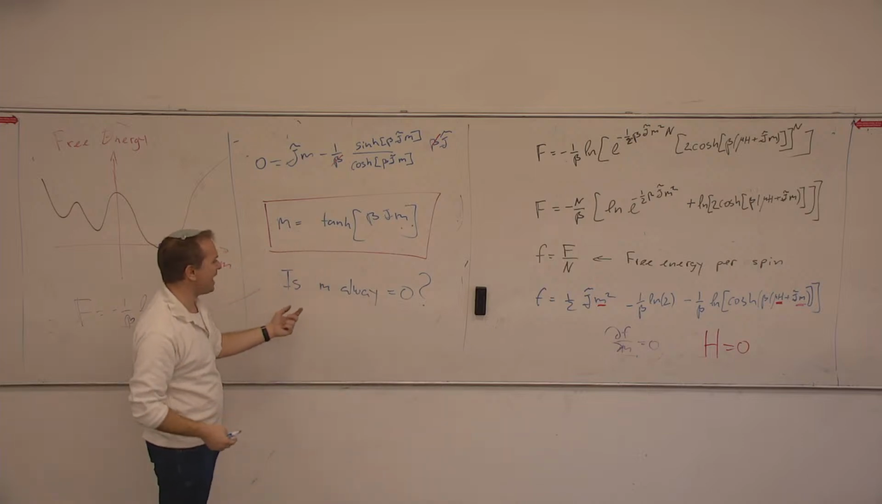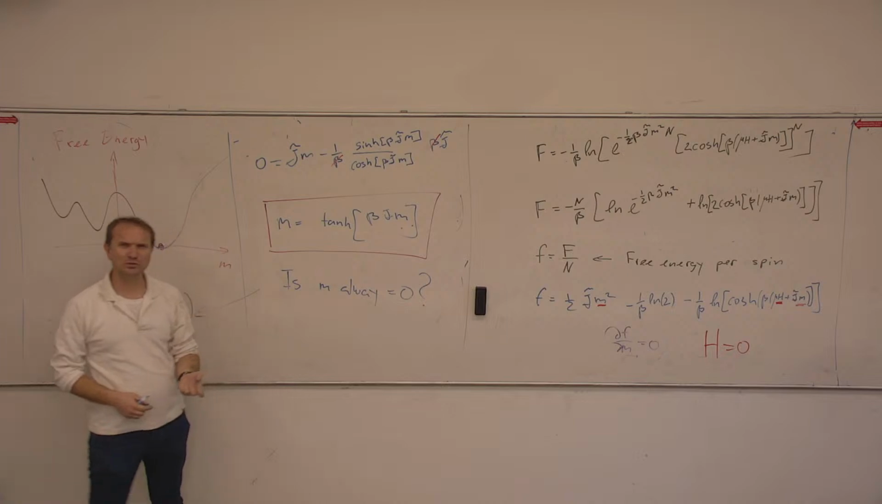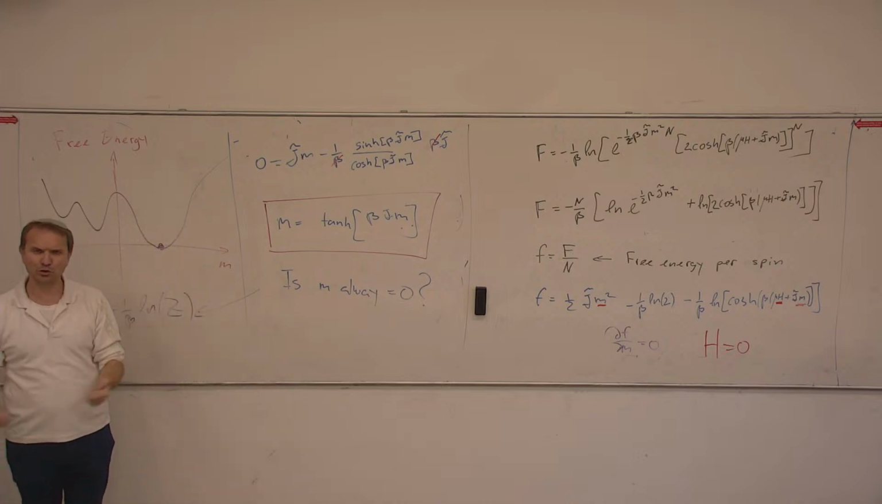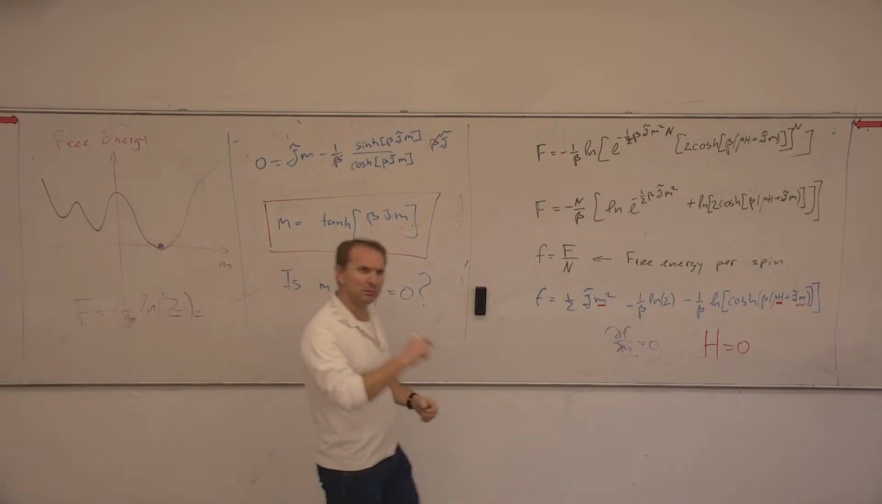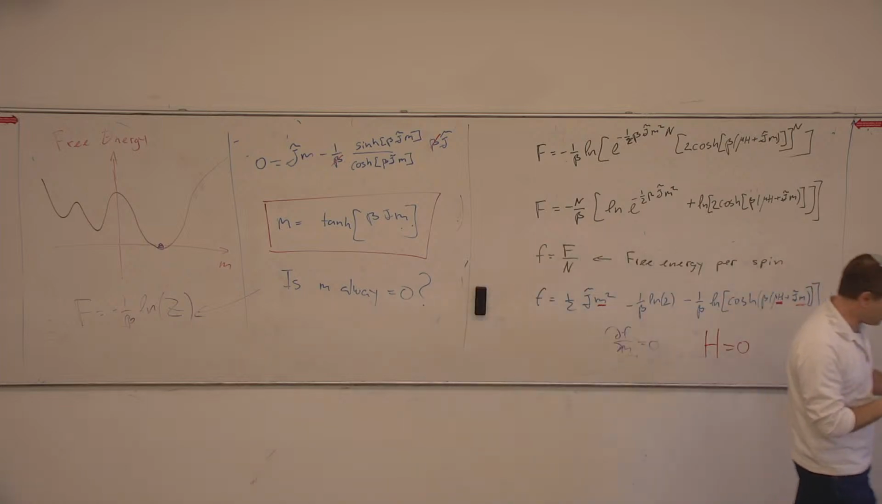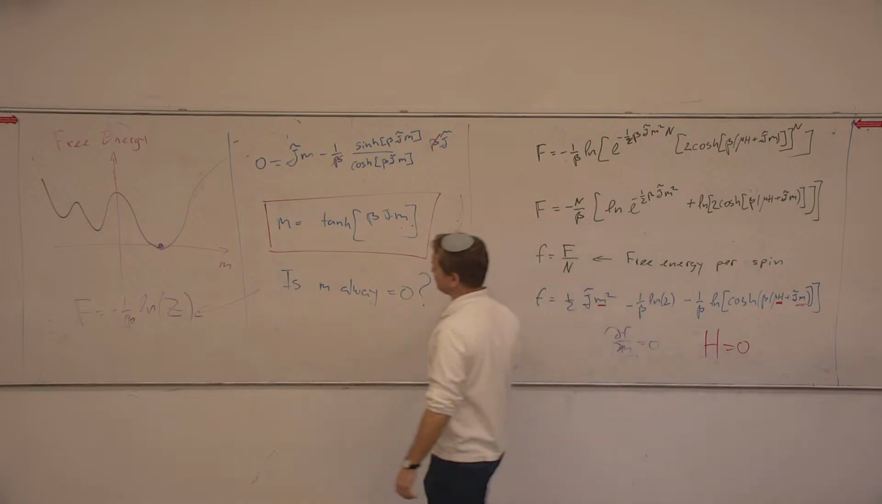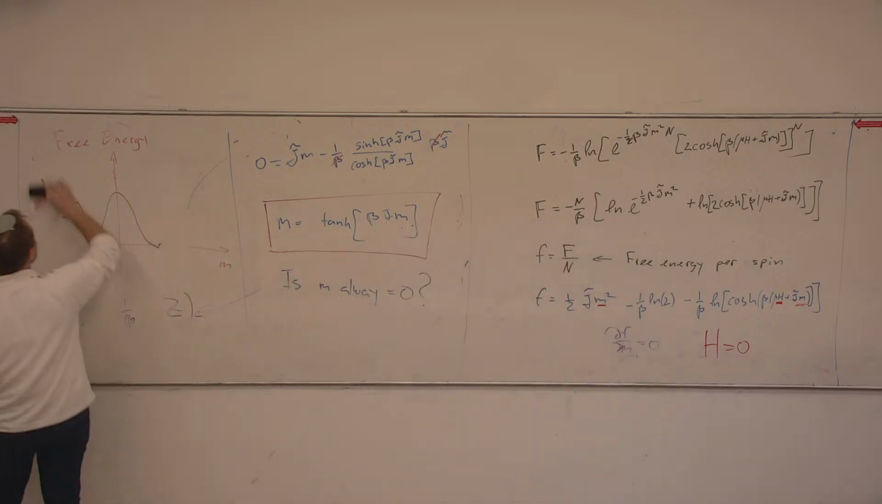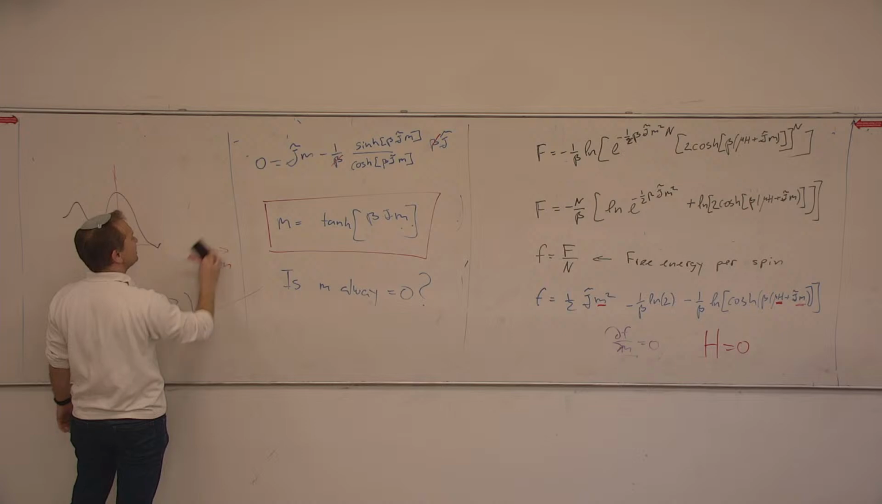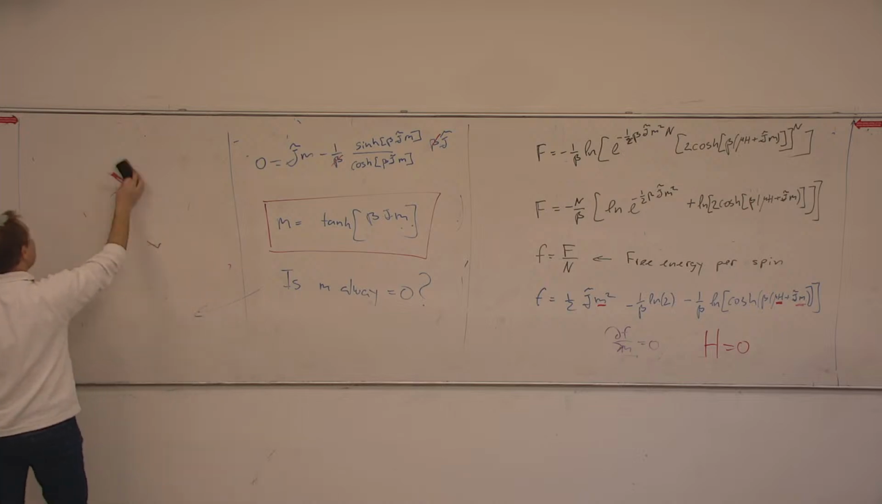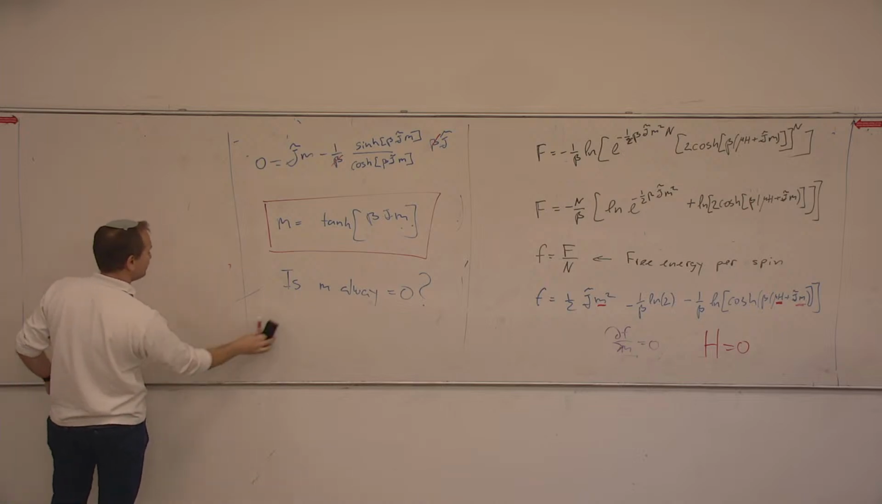So why should I get a non-zero solution? The intuition says you shouldn't. In experiment we see it. This is what Pierre Curie discovered. So let's try and explore it. How do you explore closed form equations where you don't have an explicit solution? Graphic solution, right.